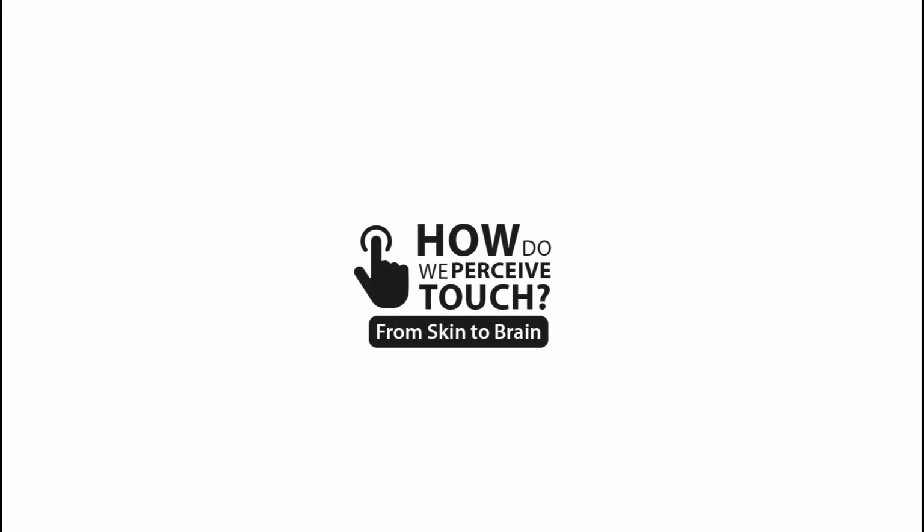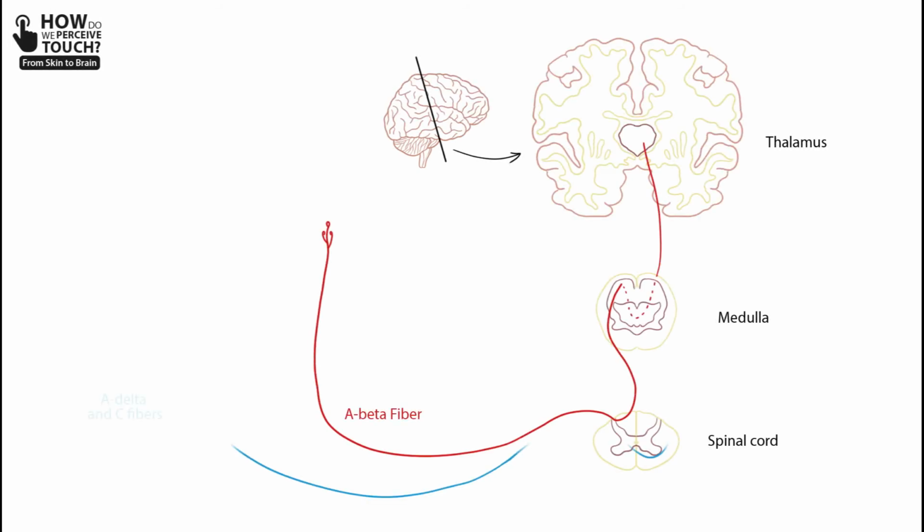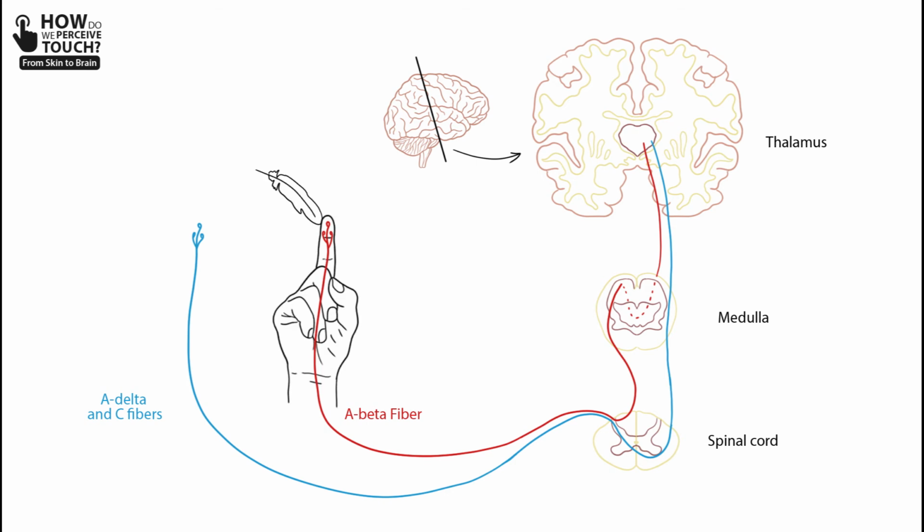How do we perceive touch? From skin to brain. The mechanoreceptors are attached to different types of nerve fibers. They include A beta, A delta, and slower C fiber groups. The most common nerve fiber group is the A beta fiber, which transmits impulses rapidly. A delta and C fibers carry impulses from root hair plexuses and free nerve endings.